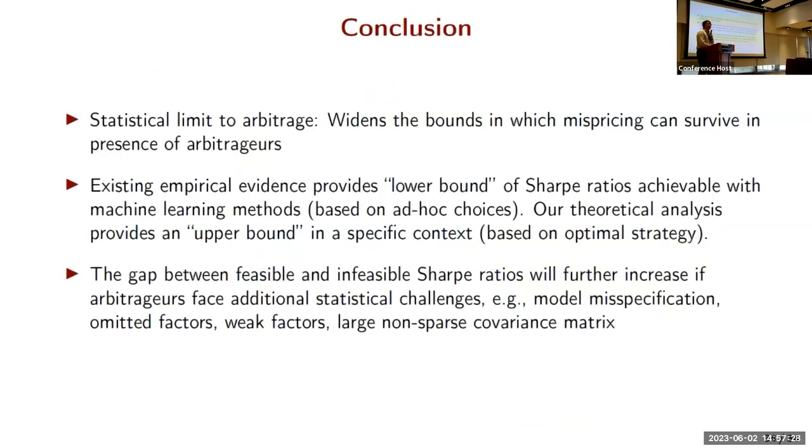All right, let me conclude. In this paper we show statistical limits of arbitrage. Even though we don't have an equilibrium model, the important equilibrium interpretation is that mispricing can actually survive in the presence of arbitrageurs, and this bound is much wider now than before. The existing empirical evidence provides a lower bound; we do an upper bound.